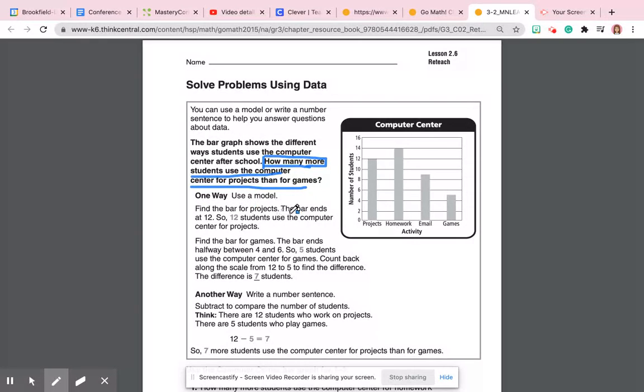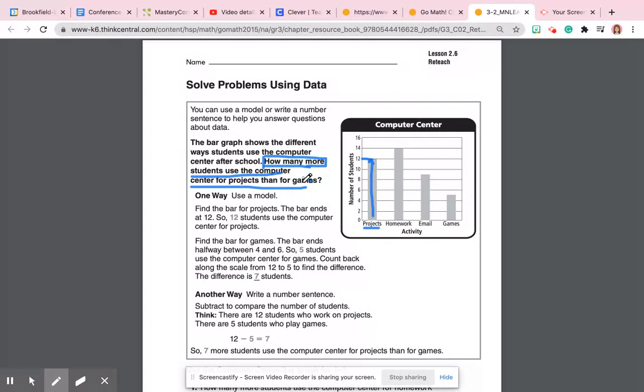So let's find the bar for projects. I see that right here. The bar ends at what number? We're going to go up, up, up, up, up, up, up, and we see that it ends at this line. So we're going to draw a line over here, and we see that it ends at the number 12. So 12 students use the computer center for projects.